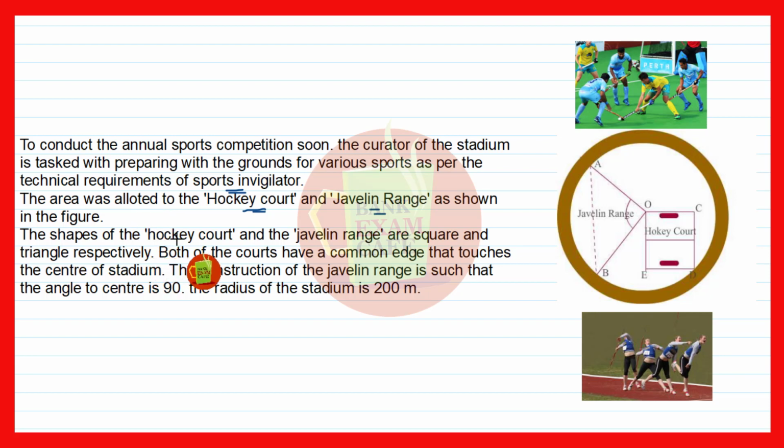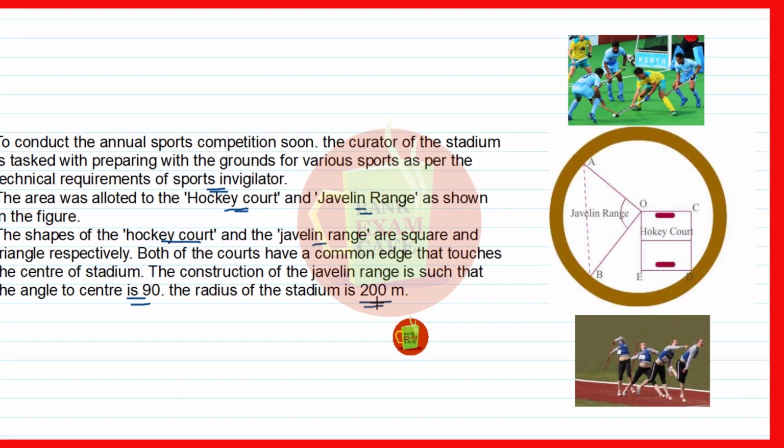The shapes of the hockey court and the javelin range are square and triangle respectively. Both the courts have a common edge that touches the center of the stadium. The construction of the javelin range is such that the angle at the center is 90 degree and the radius of the stadium is 200 meter.